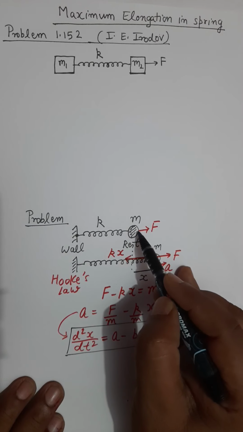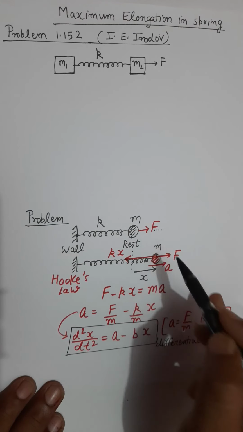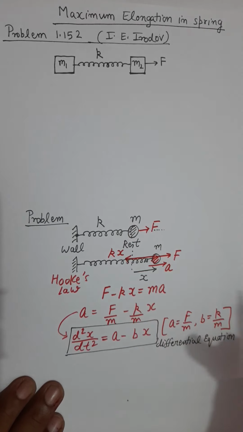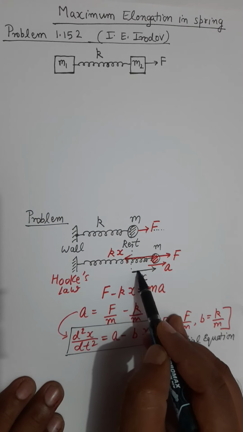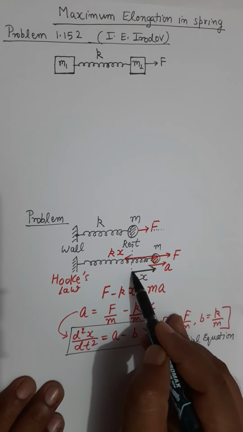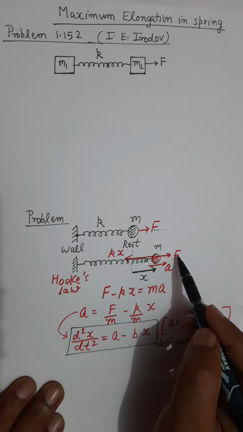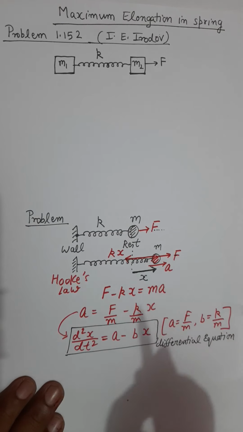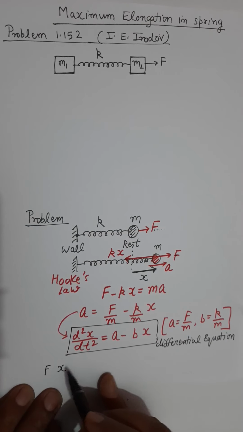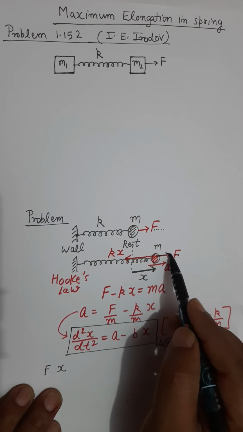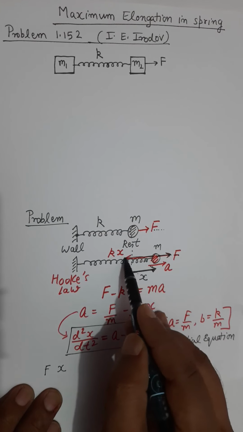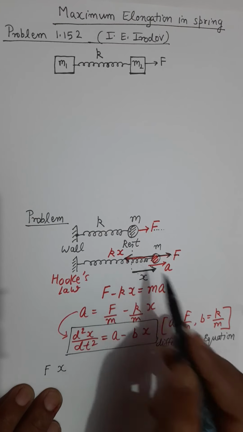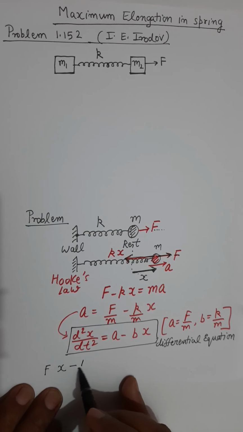we all know that maximum elongation will occur at a certain time. For maximum elongation, we will apply another theorem, the work energy theorem. According to it, if the mass has been displaced by distance small x, the work done by this force capital F will be Fx. It is the force multiplied by displacement, and against that force the spring is also doing some work.